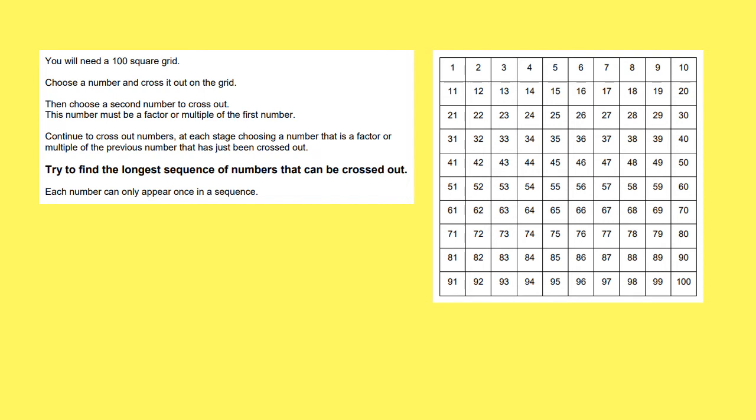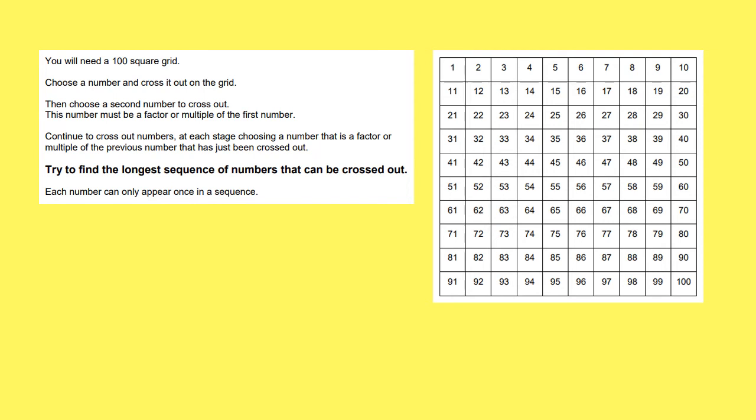Then you choose a second number. Your second number must be a factor or multiple of the first number. So for example, if I'd chosen 20 as my first number, I could go for 10 as my second number because 10 is a factor of 20.